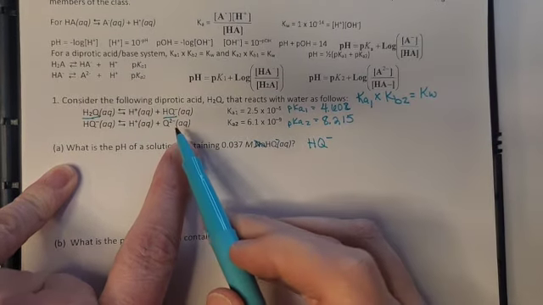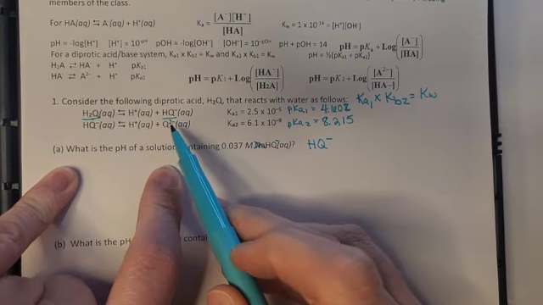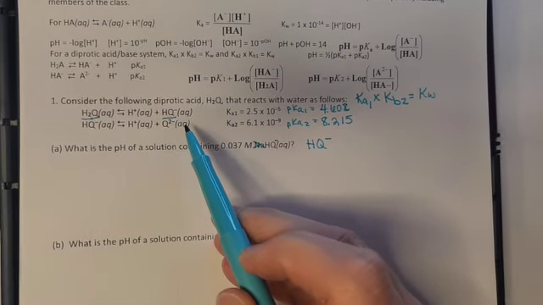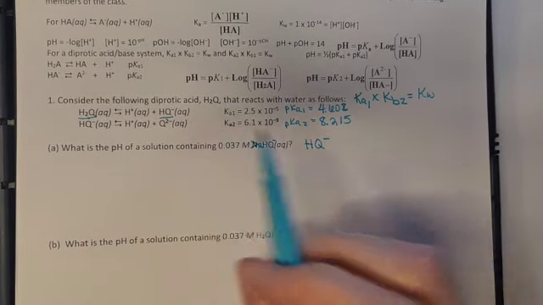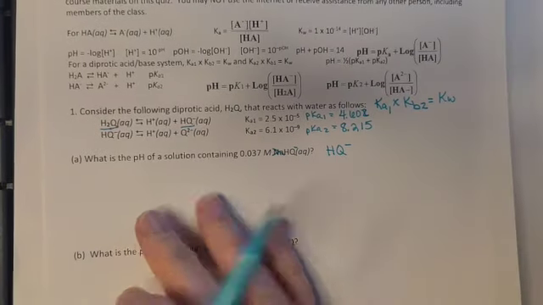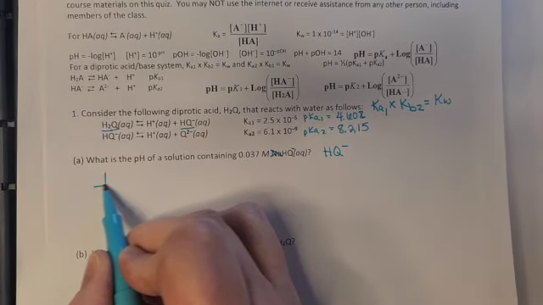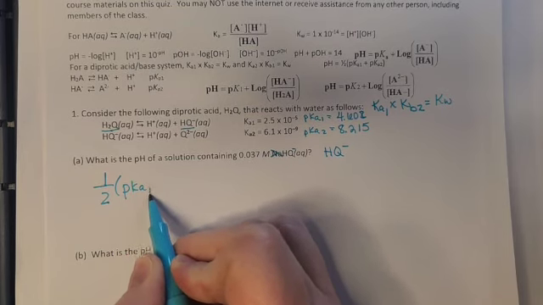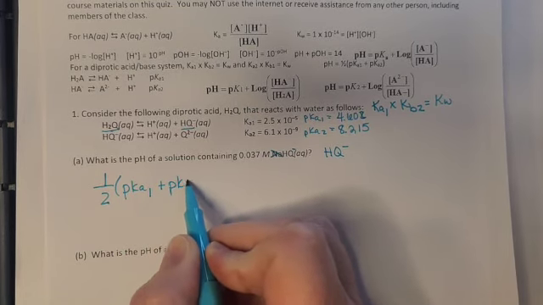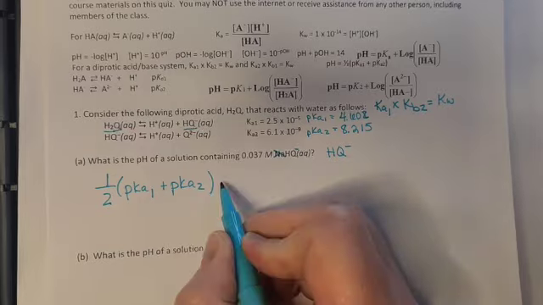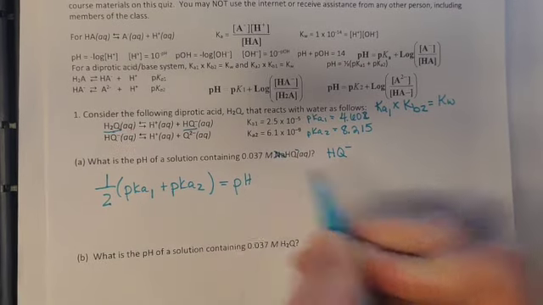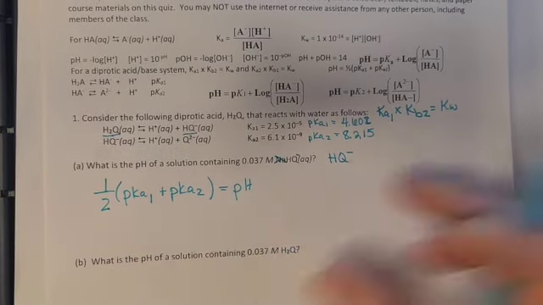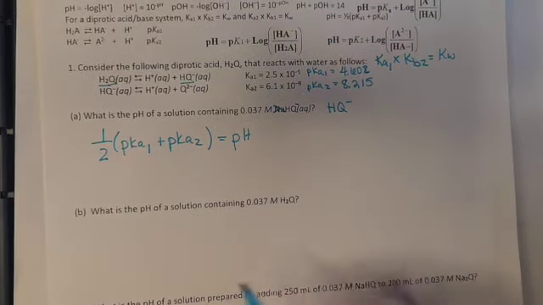And with the intermediate species, when you've got a solution of just that, remember the intermediates can act as an acid or a base. And so we're going to use the 1/2 pKa1 plus pKa2 to get the pH of this one, right? And we will solve this out in a separate video.